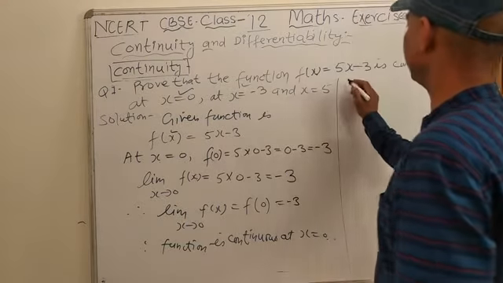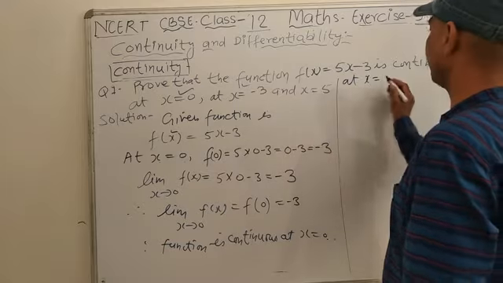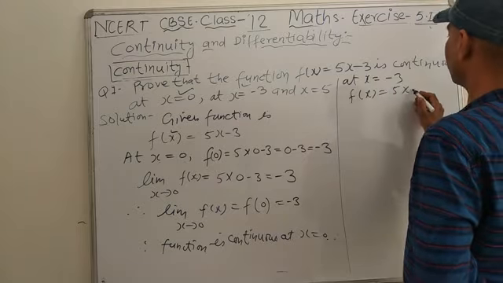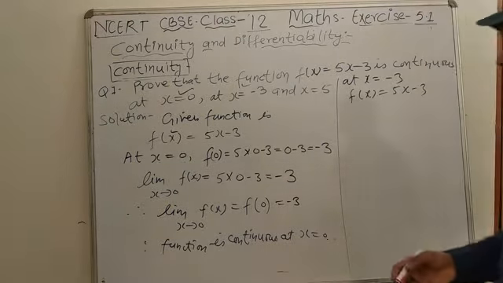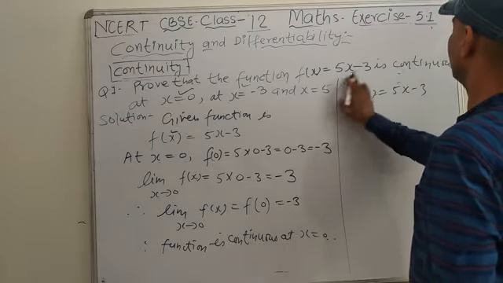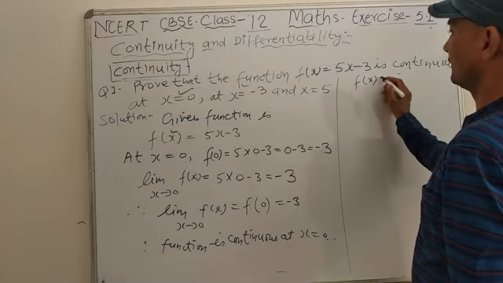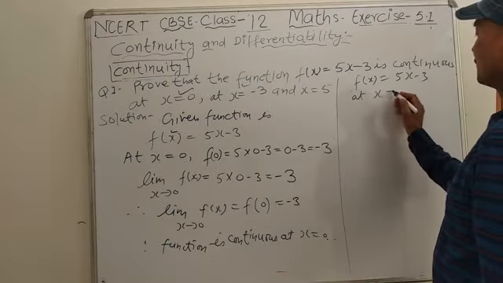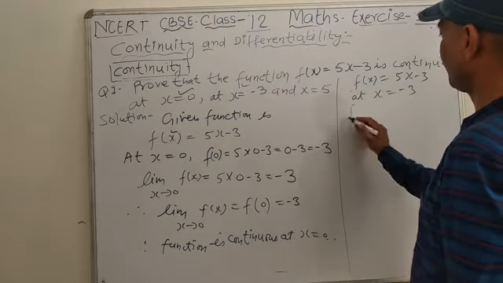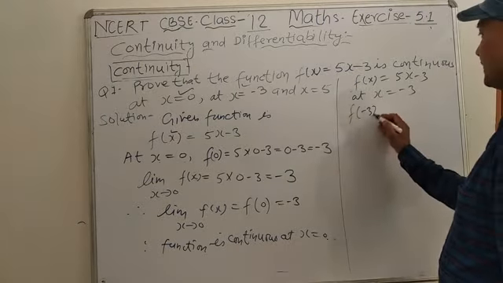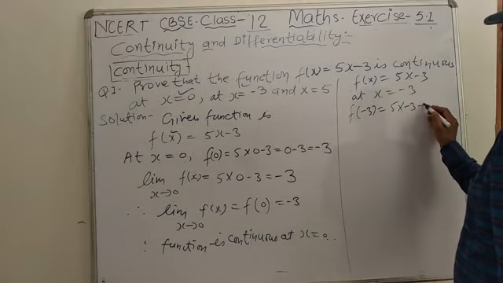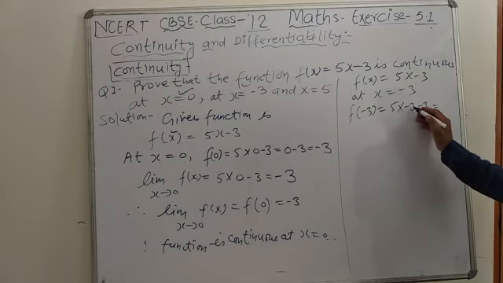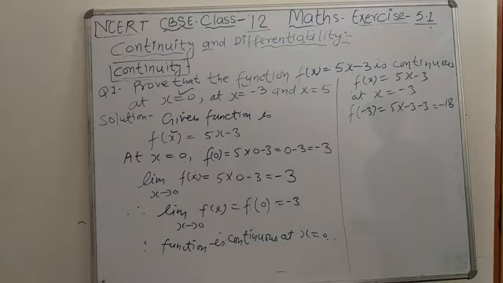Now next is x equals 3 and x equals minus 3. First we see our function is 5x minus 3, and we need to make it continuous at x equals minus 3. So f(minus 3) is equal to 5 into minus 3 minus 3. That means 5 times 3 is 15, in the place of x putting minus 3. 5 times 3, minus 15, minus 3, minus 18 is coming. f(minus 3) equals minus 18.